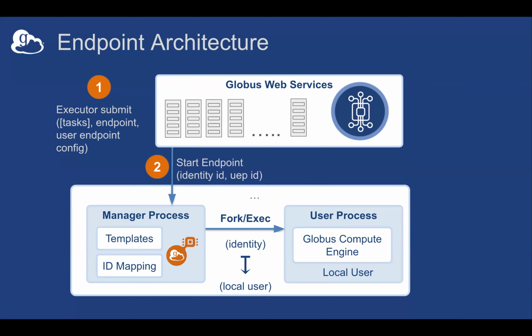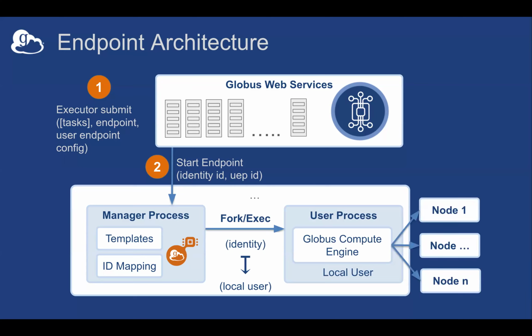At which point the user process talks back to the Globus Compute services to say, okay, what are my tasks? And sends the results back to the Compute web services, to complete the previous diagram showing the flow of tasks to the endpoint. This is a crucial difference between the multi-user and not multi-user: changing who is running the user endpoint process.